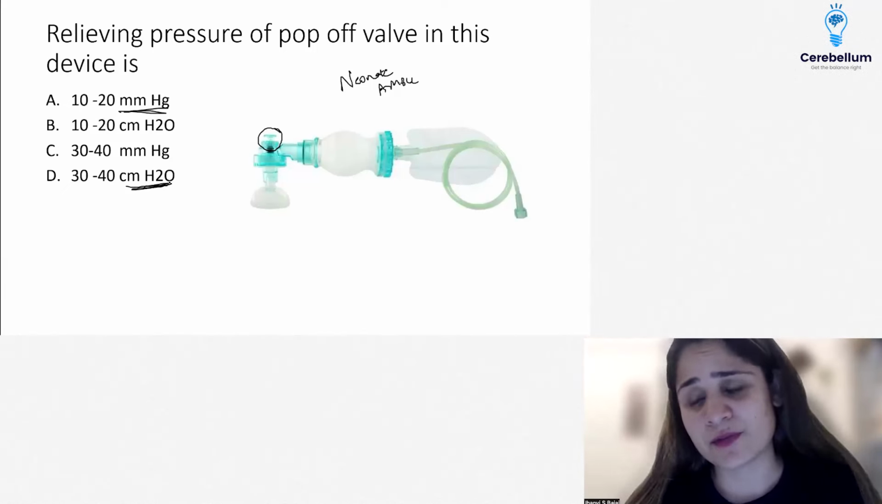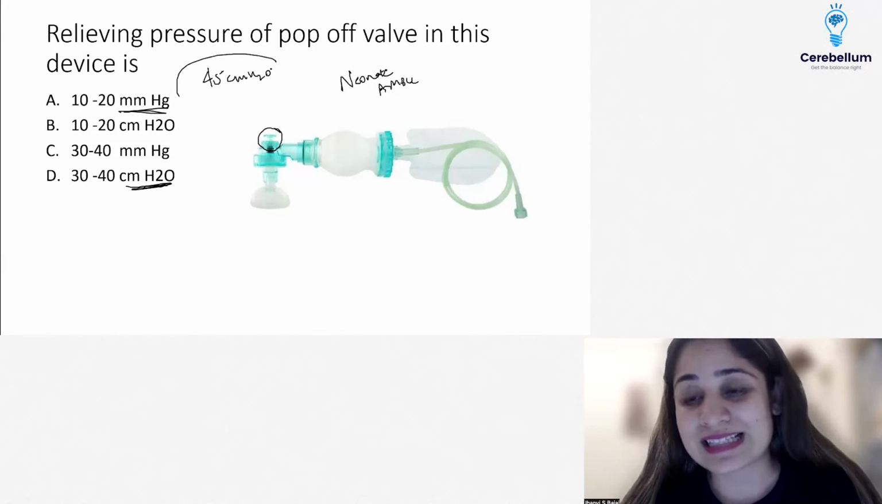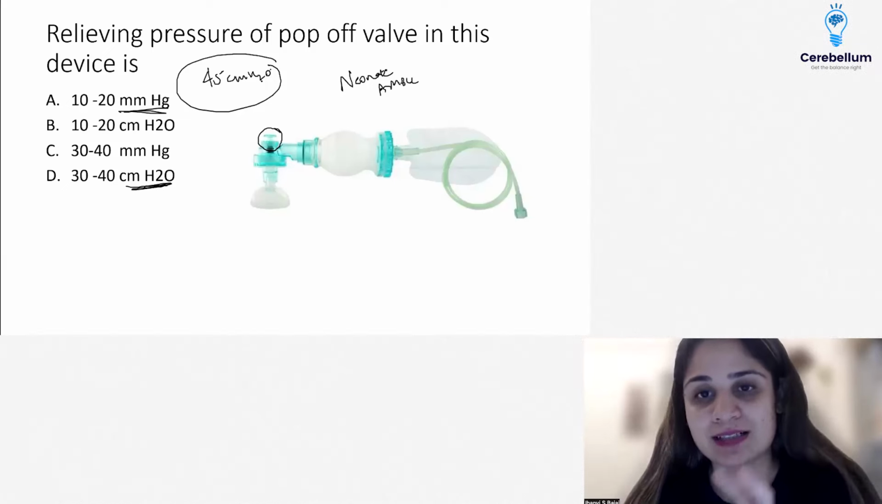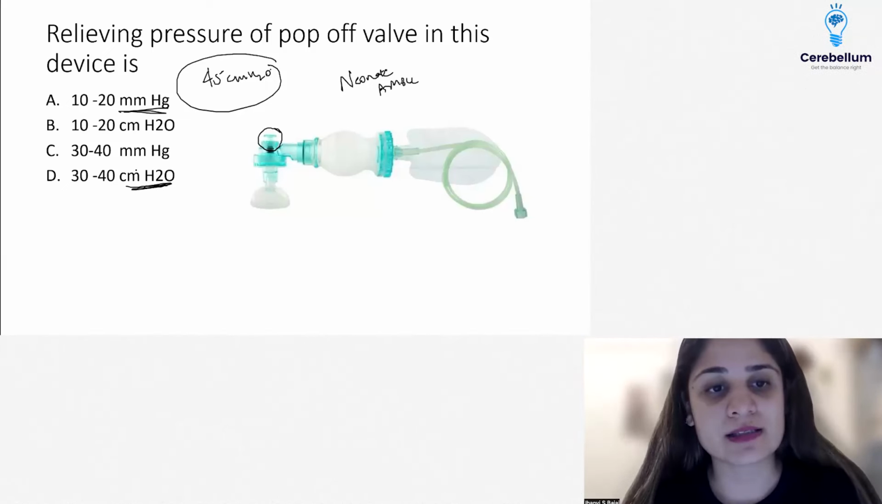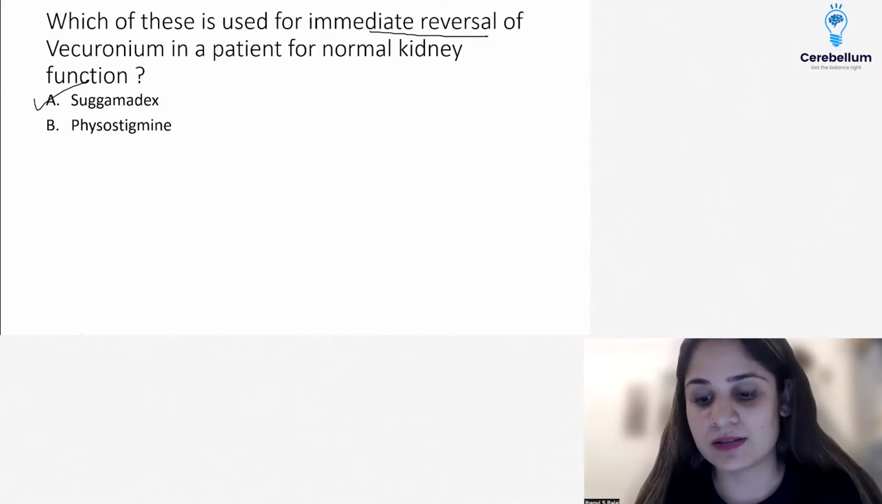So I empathize with everyone who got this question. It's not an easy question. If you want to know the exact relieving pressure, it is 45 centimeter of water exactly. But the closest option that comes over here with this Ambu bag is nothing but 30 to 40 centimeter of water. Okay, 30 to 40 centimeter of water. So whatever options and recall I got on the basis of this, this was the recall for me from anesthesia.